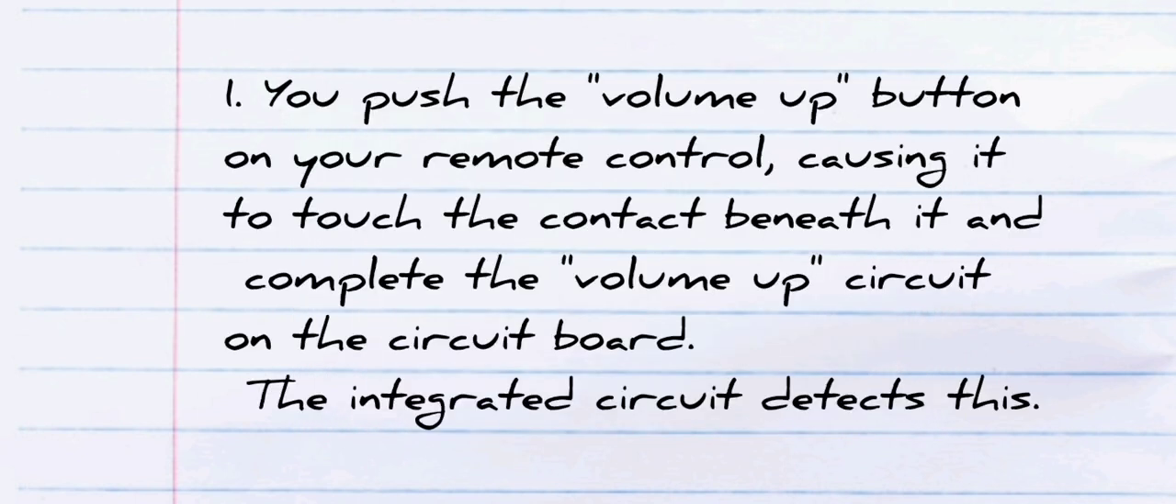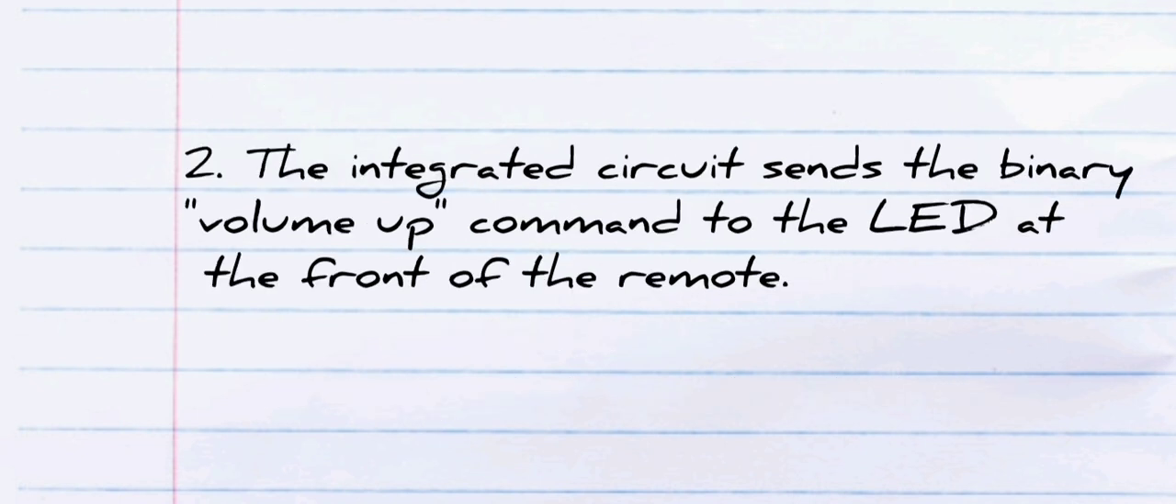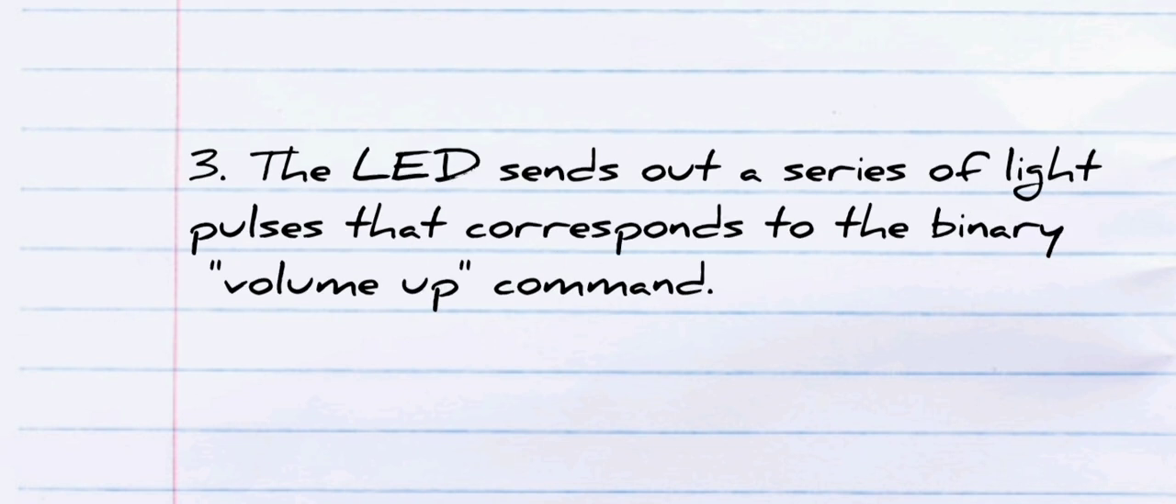First, you push the volume up button on your remote control, causing it to touch the contact beneath it and complete the volume up circuit on the circuit board. The integrated circuit detects this. Second, the integrated circuit sends the binary volume up command to the LED at the front of the remote. Third, the LED sends out a series of light pulses that corresponds to the binary volume up command.